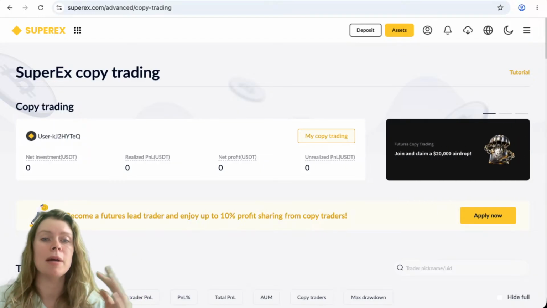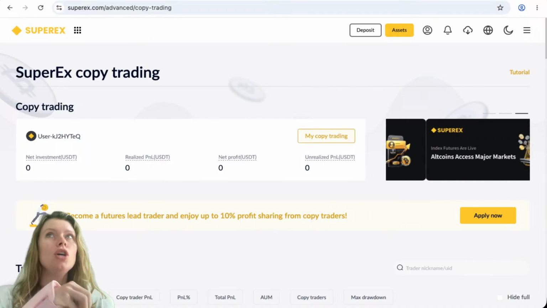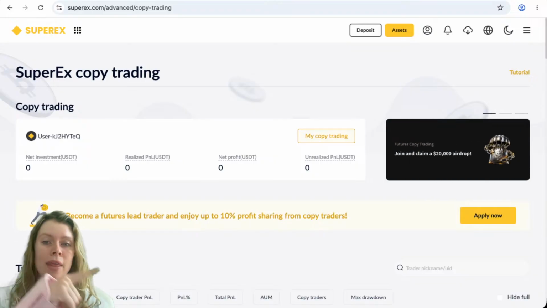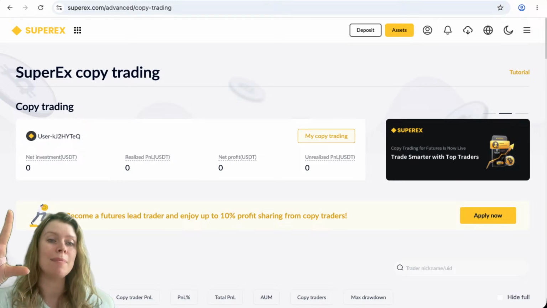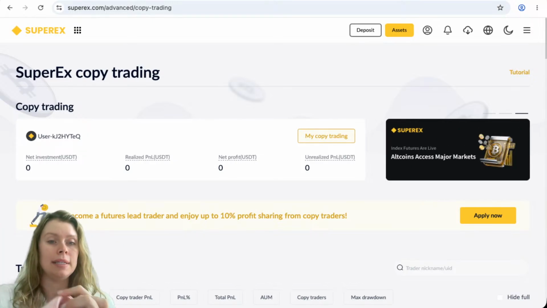Can the trader steal my money? No. They will never get access to your wallet. Nobody gets access to your wallet. That's your wallet. They open trades in their account, and then SuperEx just mirrors them into yours, right? So they don't have any access to your details.